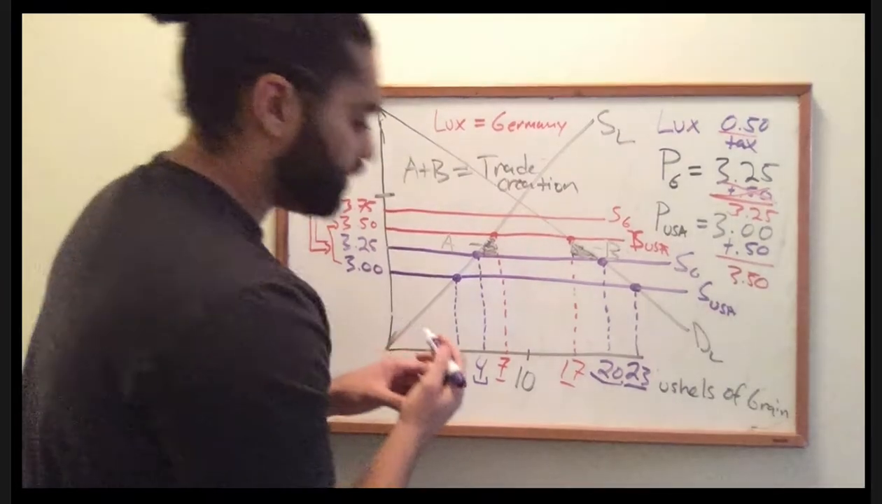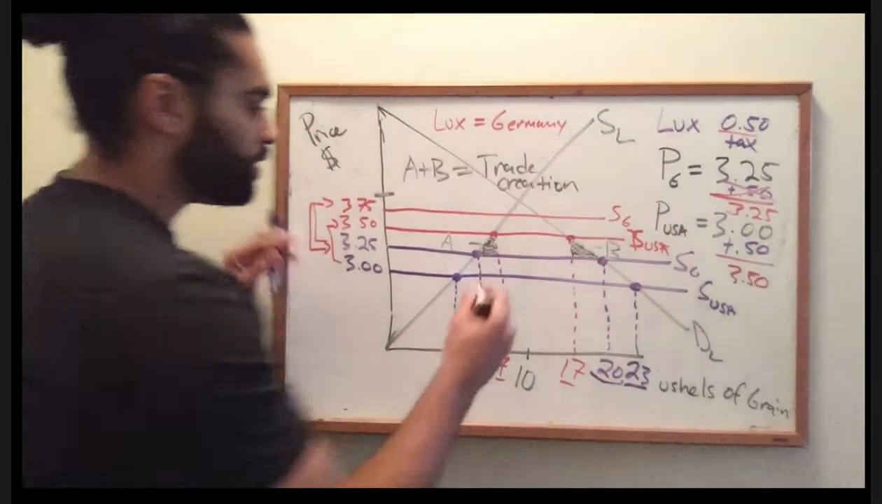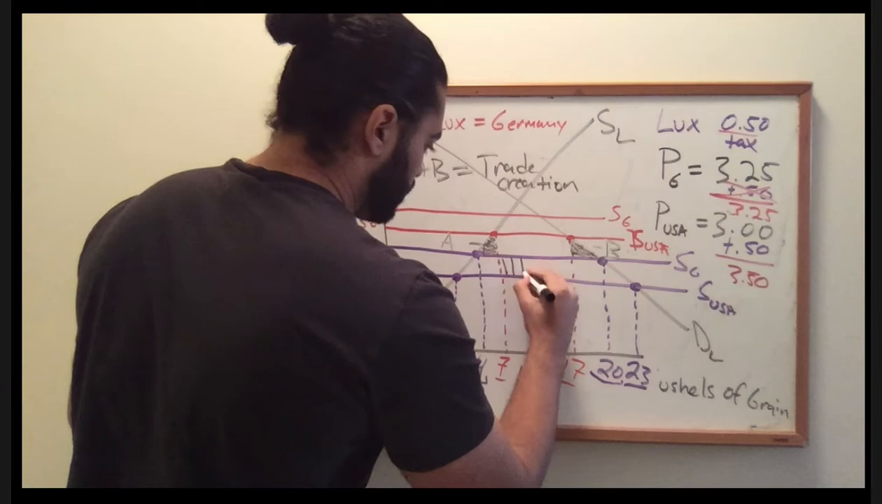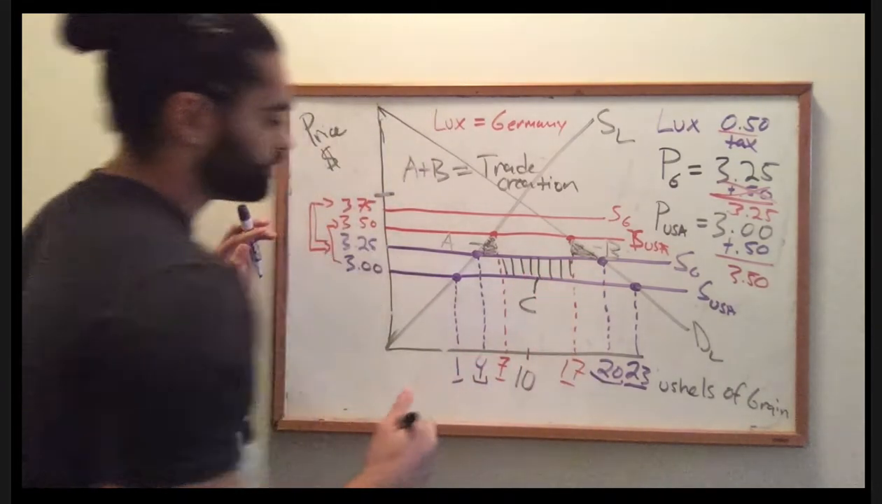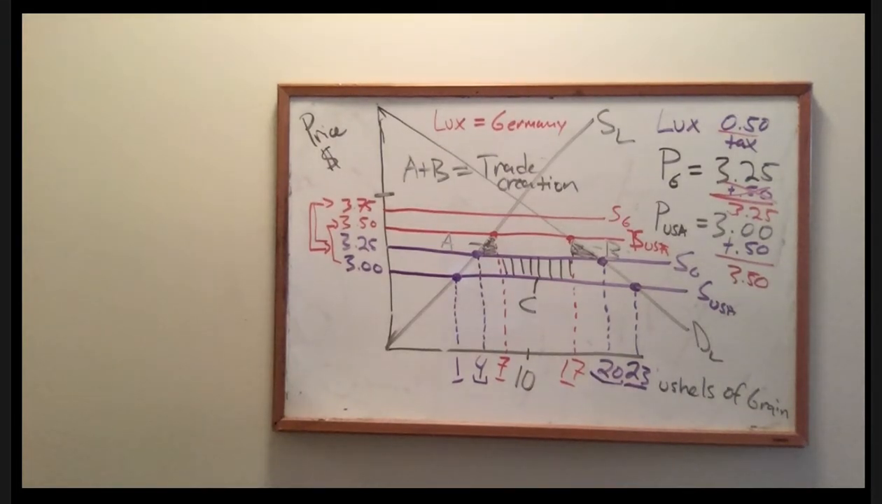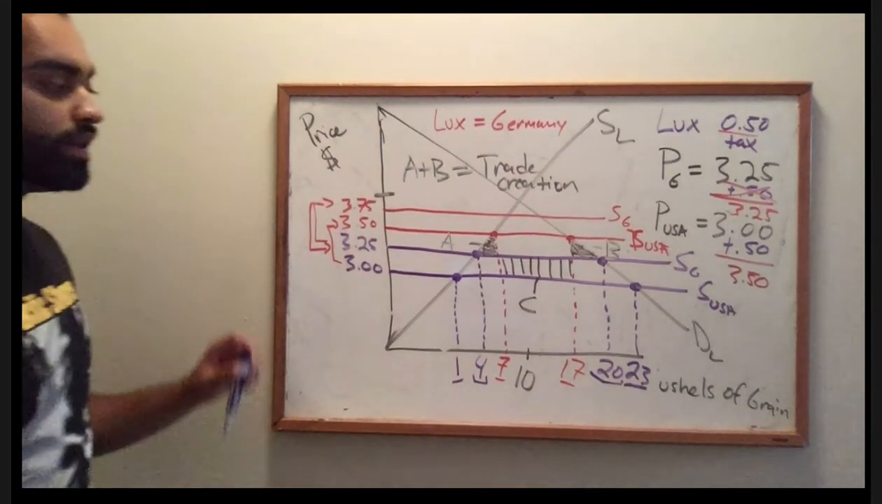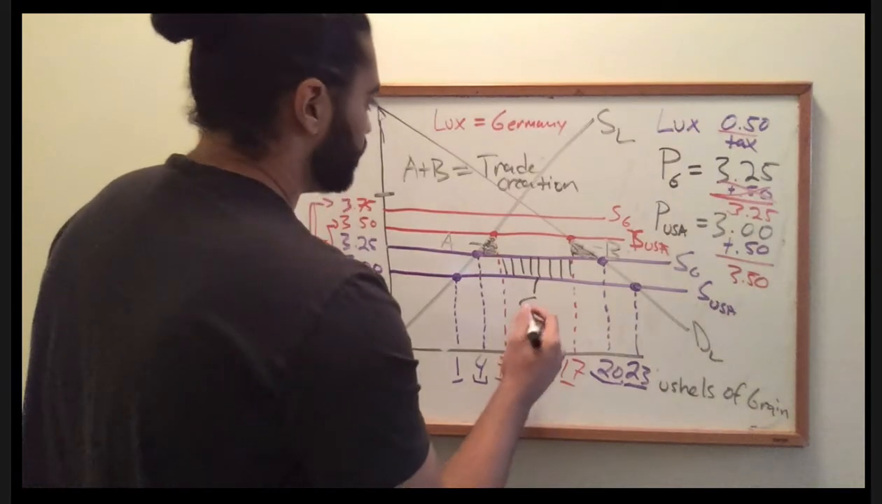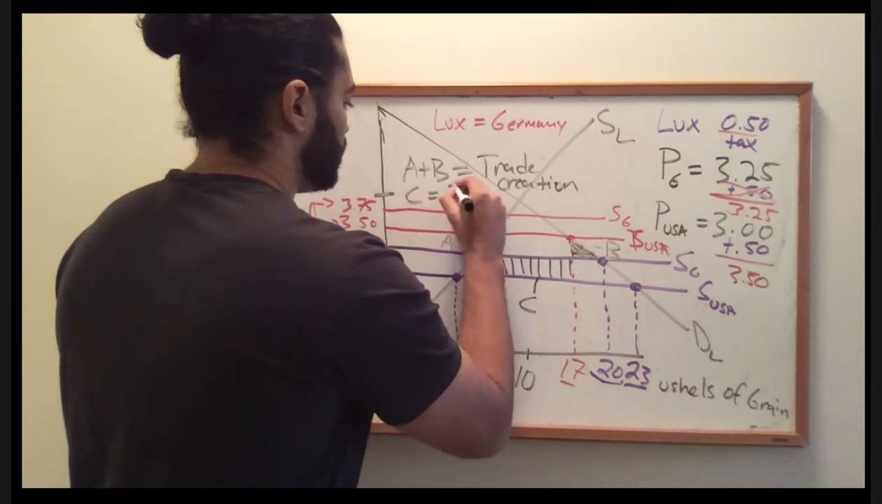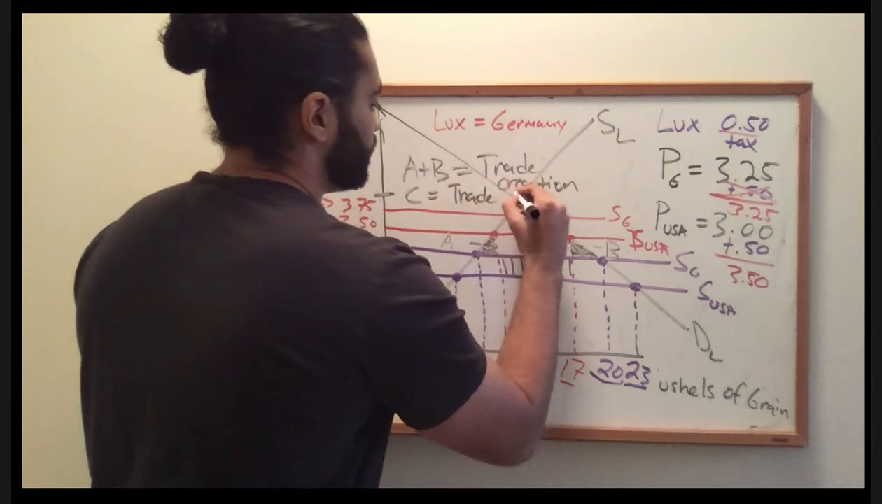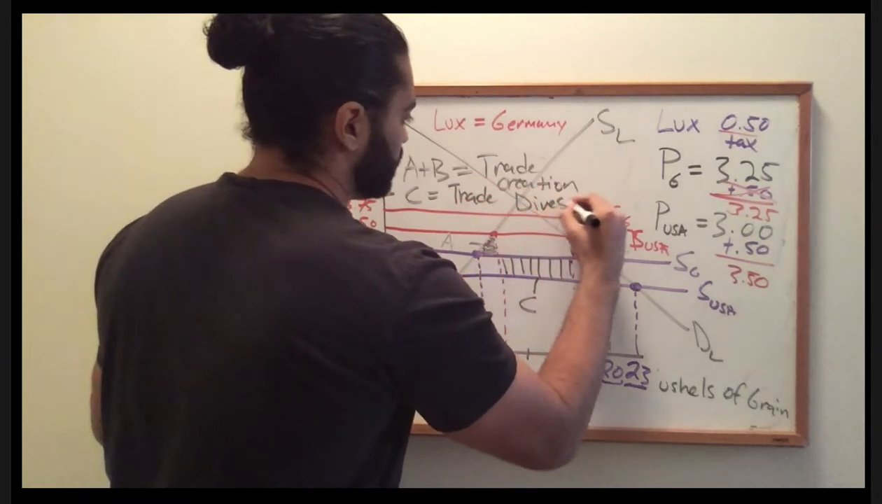Now, this area right here, this rectangle, we'll call this C. What this is, is trade diversion. So I know it's really messy. Area C is trade diversion.